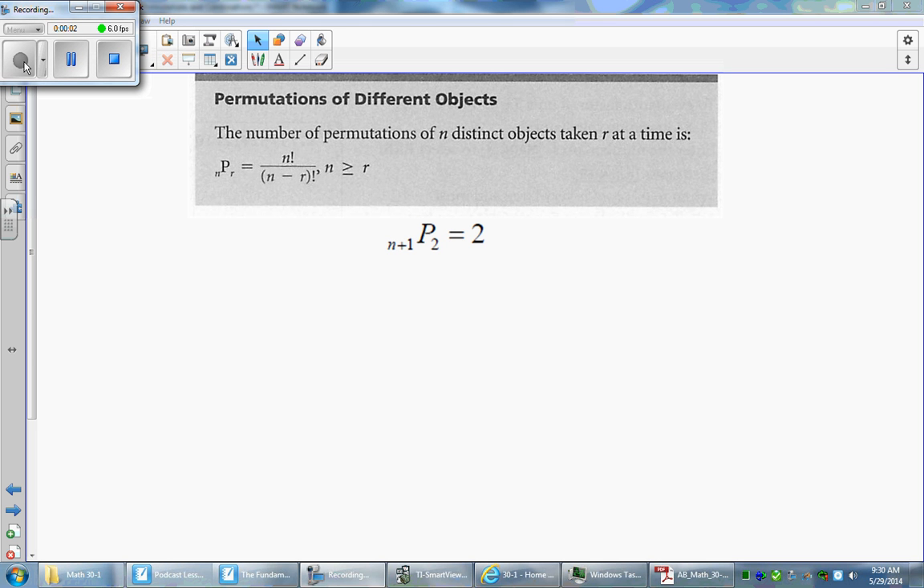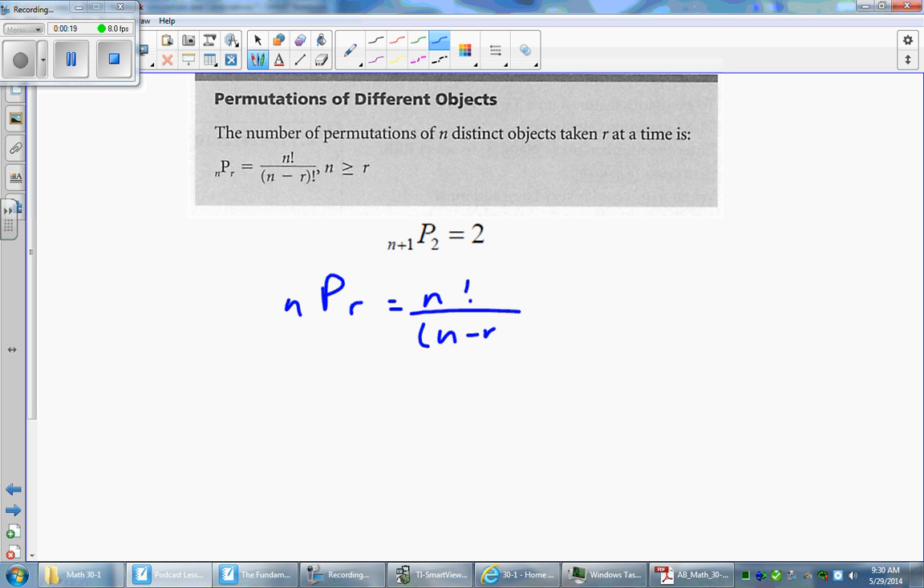Okay, so here's another question where we need to solve a permutation equation using the actual permutation formula here. So we know that n plus 1 permute 2 will give you 2. So let's start off by writing out the formula. So nPr is equal to n factorial over n minus r factorial.